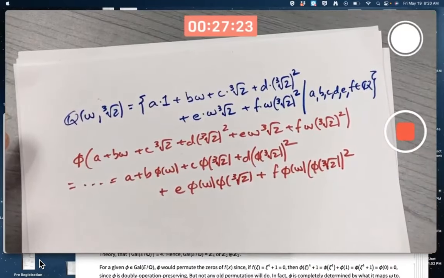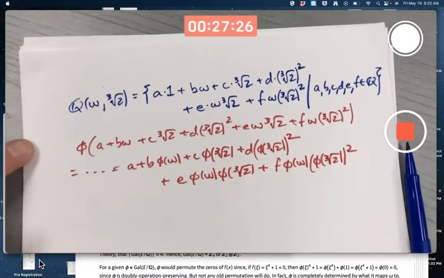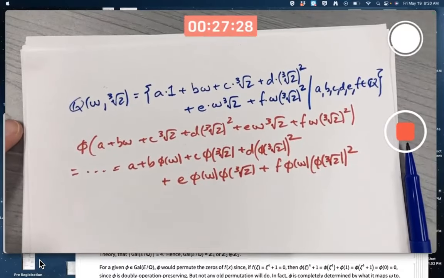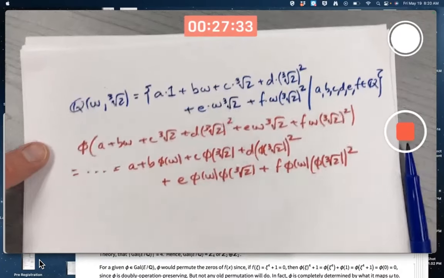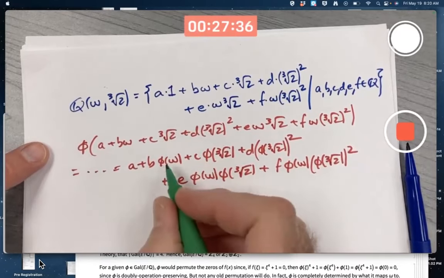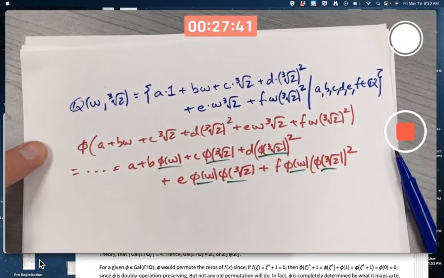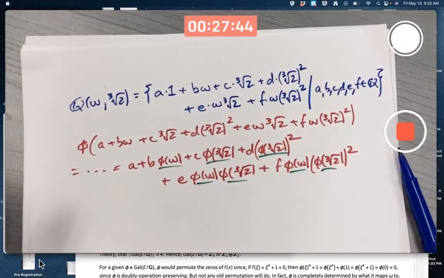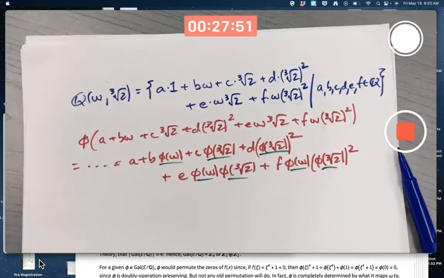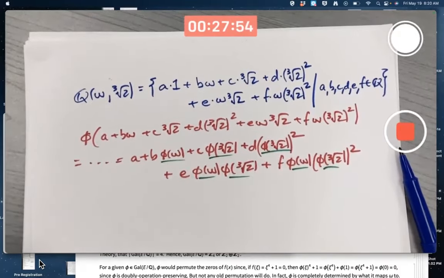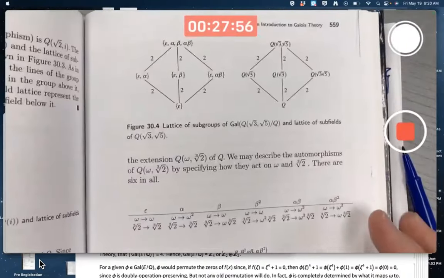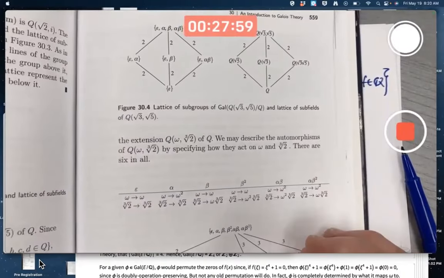There's a calculation using the fact that phi is operation preserving, using the fact that it fixes the rational numbers A, B, C, D, E, and F to justify that, yeah, if we know what phi does to omega and what phi does to cube root of 2, then it completely defines the automorphism. Wow. Long-winded, but worth doing to review these things we've been learning. That means there are 6 in all.